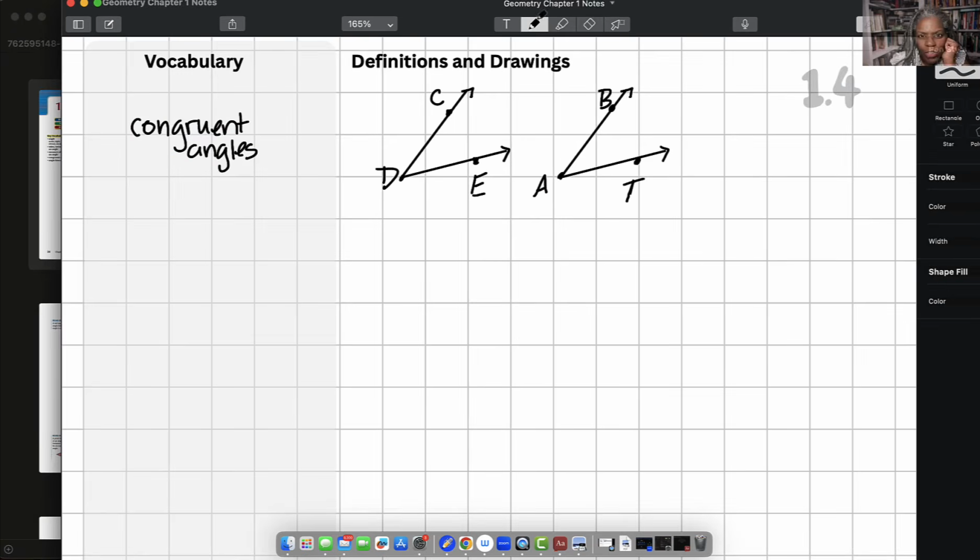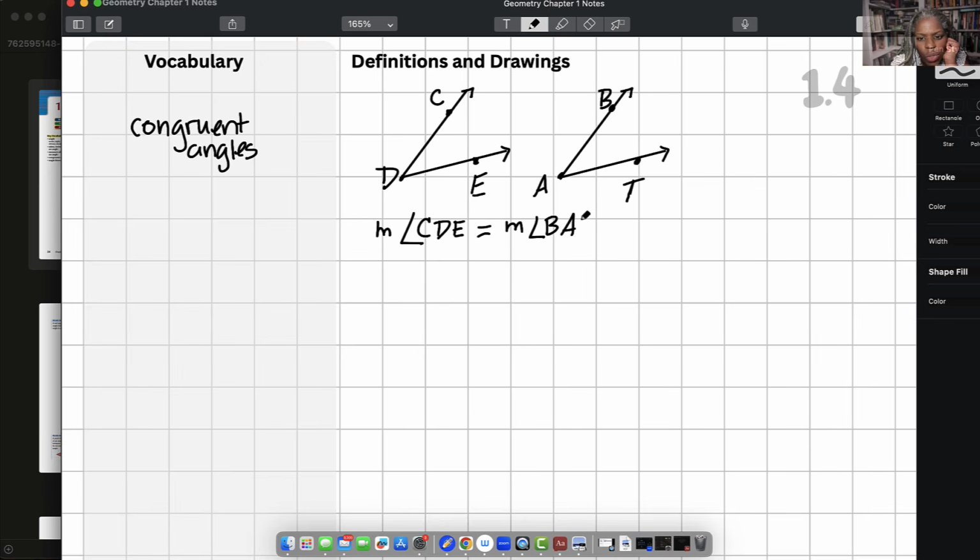So our next phrase or our next word is congruent angles. Let's say I had these two angles and I found out that the measure of angle CDE was equivalent to the measure of angle BAT.